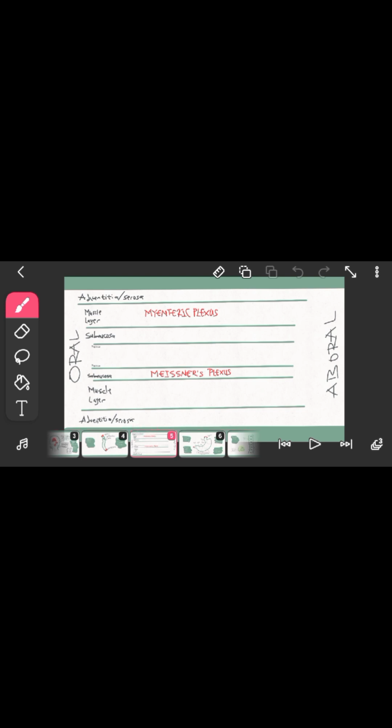So the lower esophageal sphincter is unable to contract appropriately. So there is a reflux of acid from the stomach into the esophagus, which can cause heartburn.